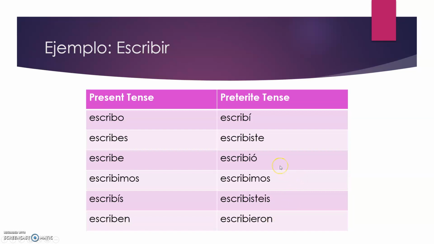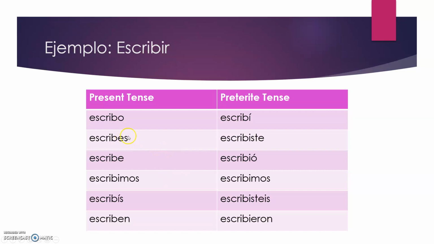Okay, so there's some similarities between the preterite tense and the present tense. The N is still used for ellos. The mos, actually imos is exactly the same for an IR verb, but the mos is still used in both the present and the preterite form in the nosotros form.